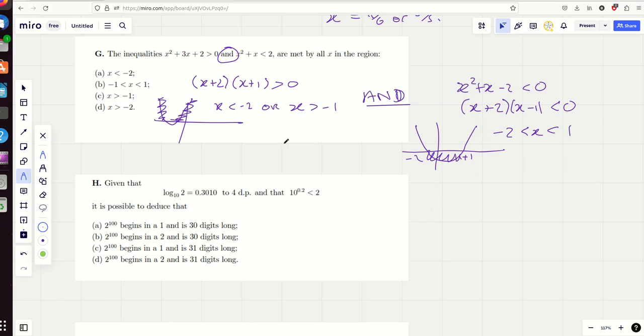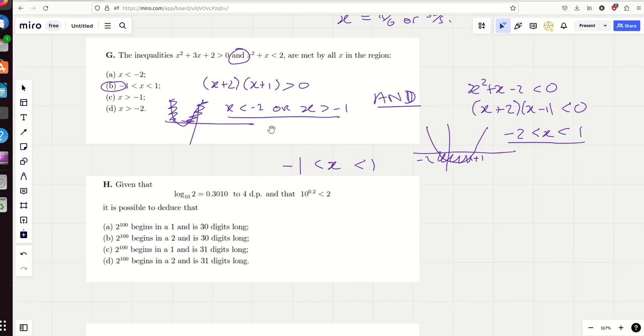Now, if you combine these two, if you said to me, okay, you've got to be less than minus 2, or bigger than minus 1, and between minus 2 and positive 1, I think the only way you can combine those, with them both being true, is if you restrict x to lying between minus 1 and 1. Is that one of the answers? Yeah, it's B. The answer is B, minus 1 to 1.